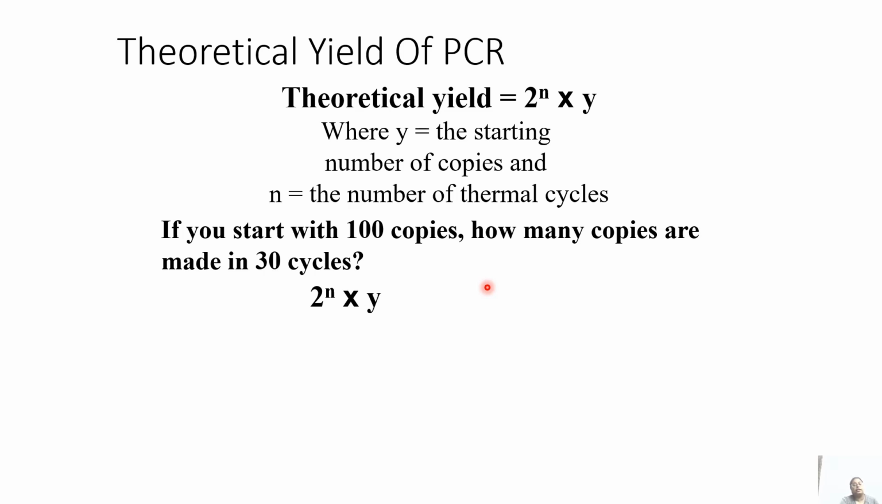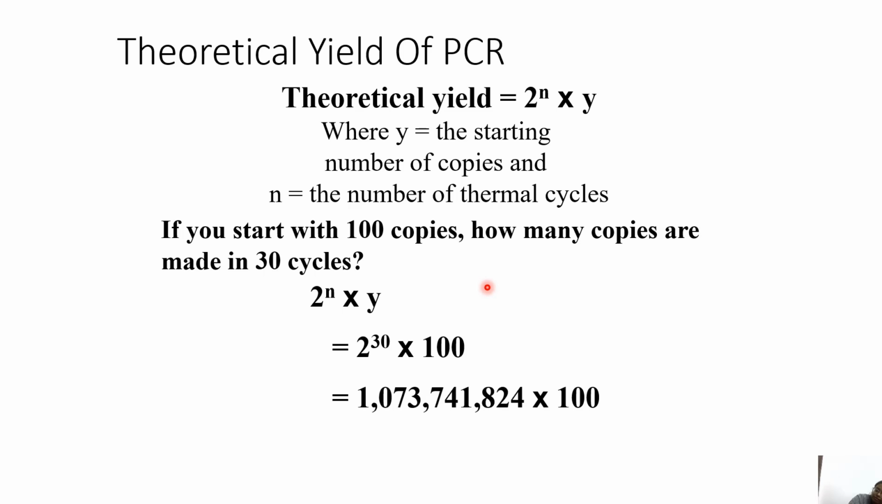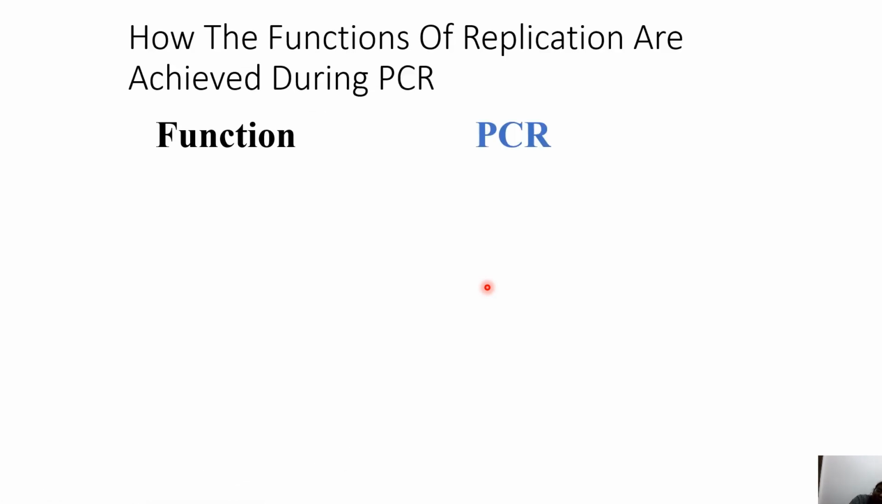So the theoretical yield of PCR: if you start with 100 copies, how many copies are made in 30 cycles? It's this value. So you can see how many copies of DNA can get made in 30 cycles.